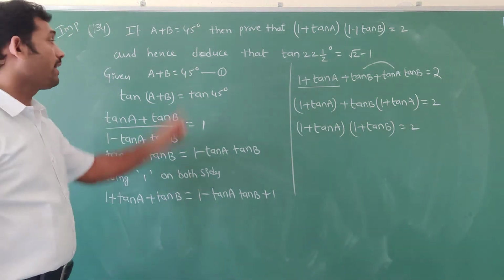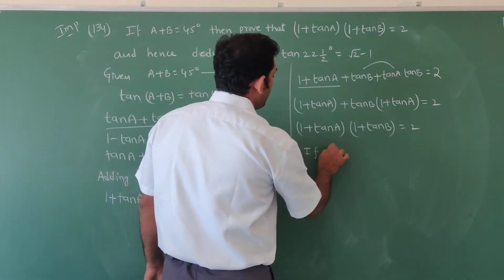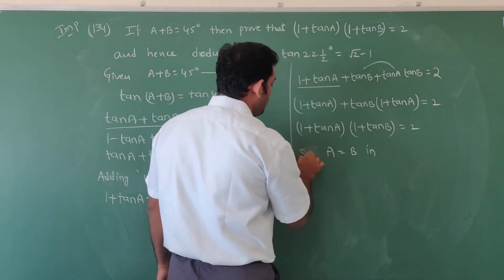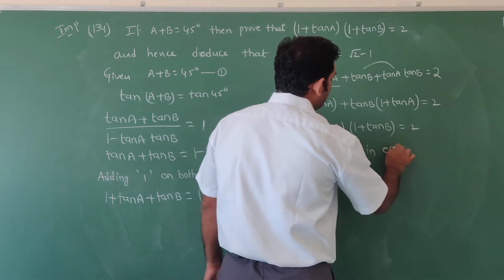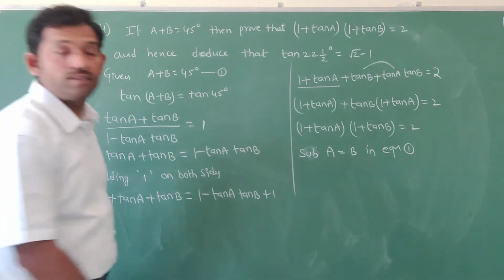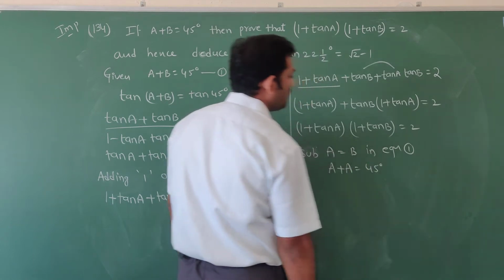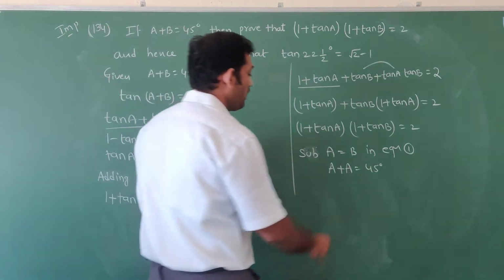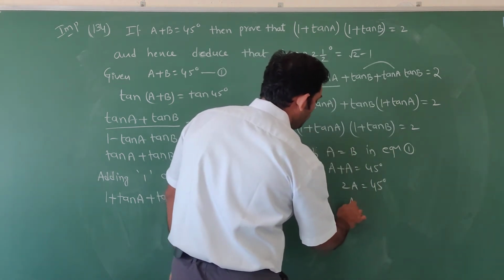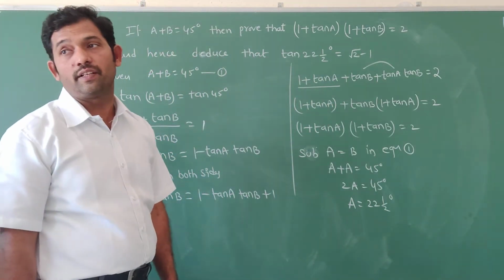The next one. Take condition number 1. If A is equal to B, substitute A equal to B in equation number 1. In equation number 1, what happens? A plus A is equal to 45. Okay? So 2A is equal to 45 degrees, so A is equal to 22.5 degrees.